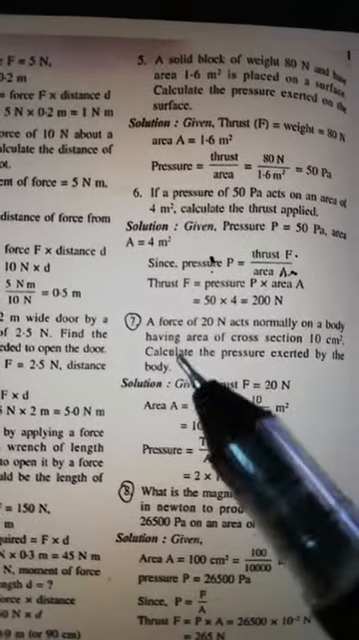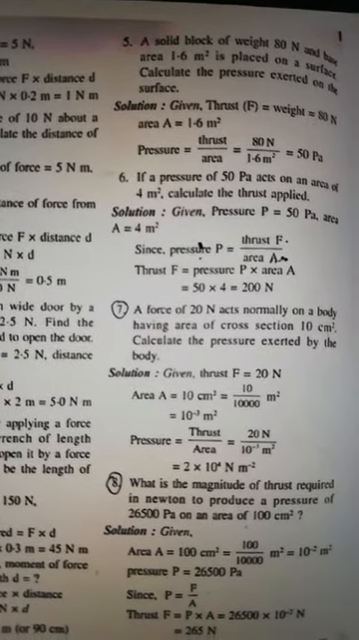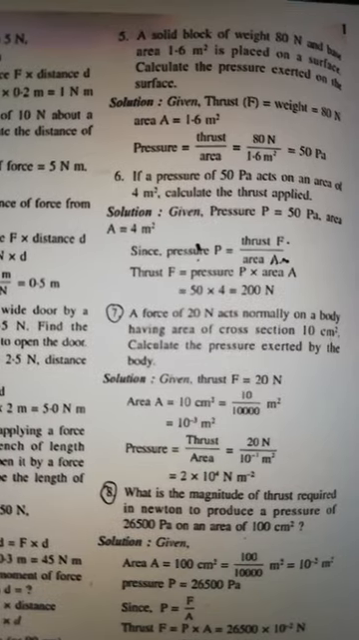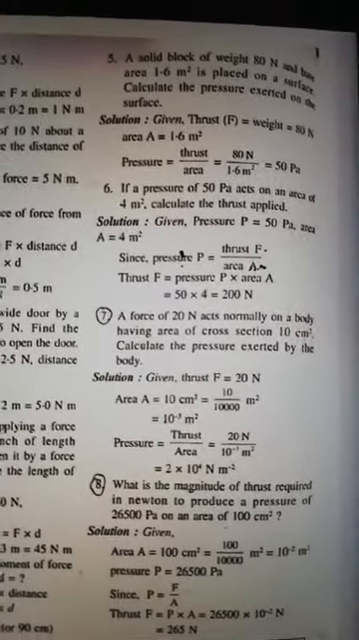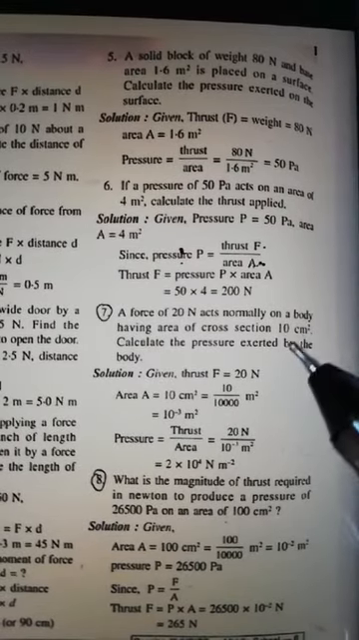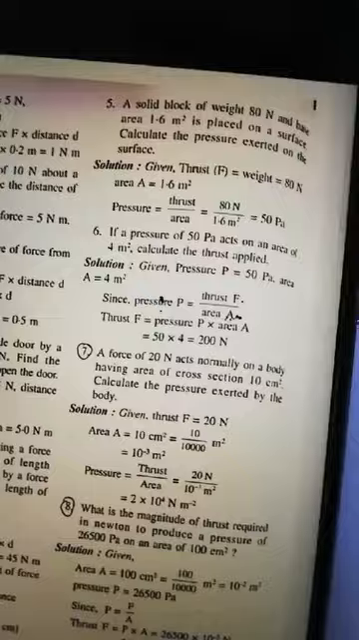Now question number 7. A force of 20 Newton acts normally on a body. Acting normally means it's acting downwards, and the cross section is given. Cross section is basically said as area. Like for example, if I want to cut an object like this, this portion is called the cross section, that is area. You have to find the cross section, which means area. See, with the unit you can make it out.